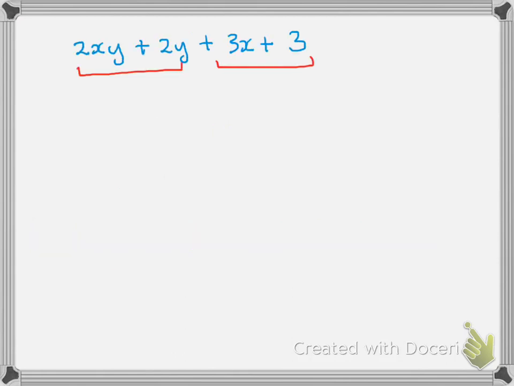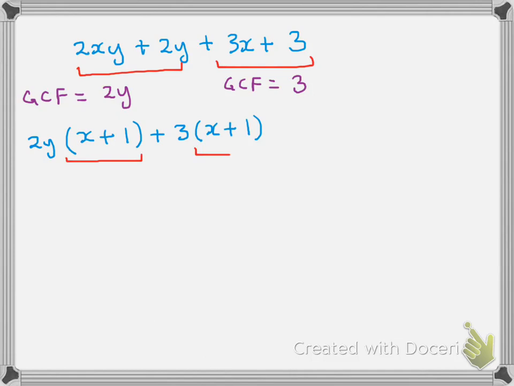Let's look at another example here. 2xy plus 2y plus 3x plus 3. We do the same thing that we did previously. We pair up the terms, we group them together, and find the greatest common factor of the paired terms, and then we will write the greatest common factor outside of the bracket and divide each term by the greatest common factor we just found for each of the two paired terms.